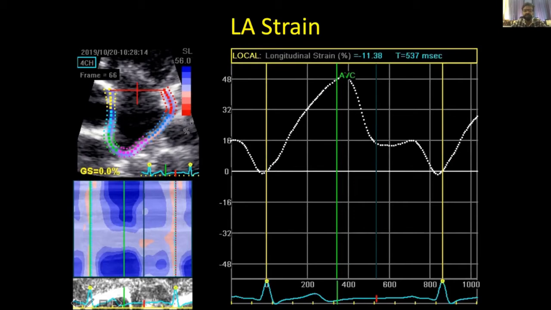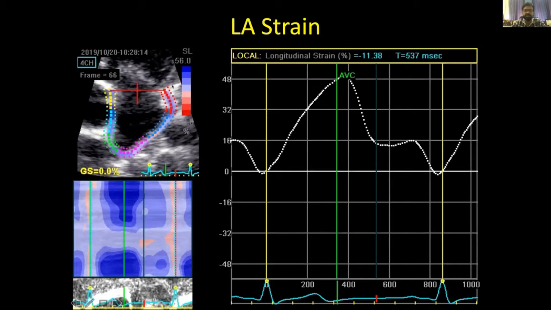And we have to understand that when we do a left atrial strain, we generally look at the apical four-chamber view, looking at the left atrium and trying to trace it, and also get an apical two-chamber view and try to trace it. And you get different kinds of waveforms, and it is very important to understand what these waveforms mean.